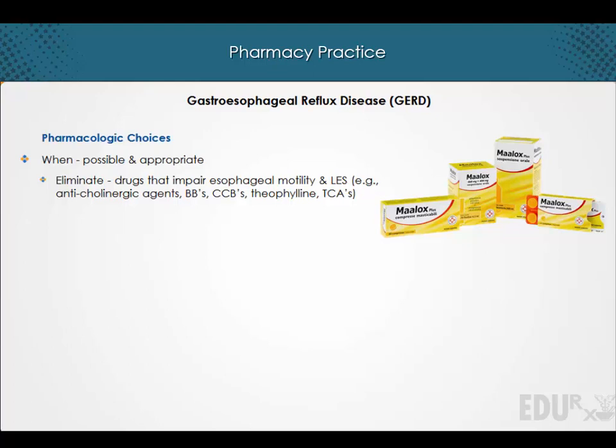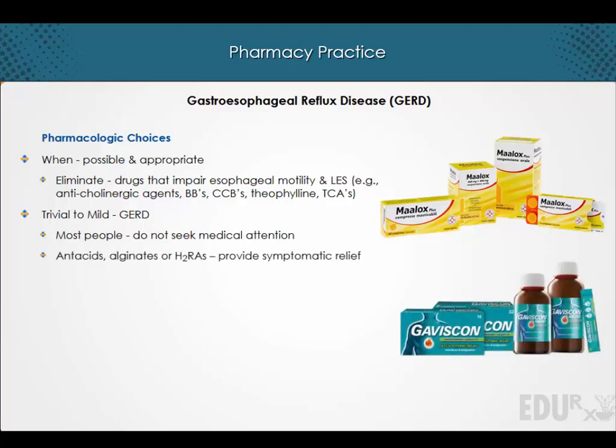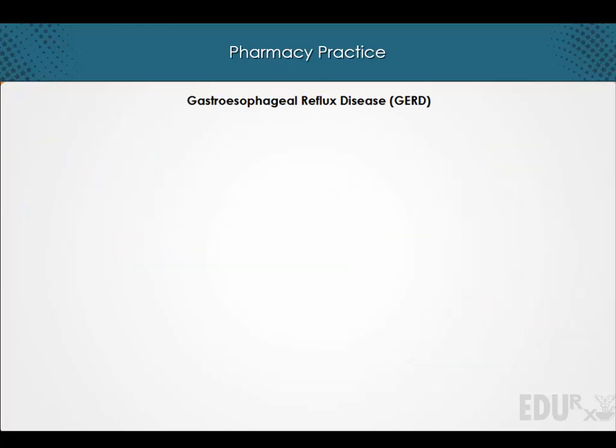With reference to trivial or mild gastroesophageal reflux disease, most people with mild symptoms do not seek medical attention and will obtain symptomatic relief with the use of antacids, alginates, or the histamine 2 receptor antagonist. Additional therapy becomes necessary if the severity of gastroesophageal reflux disease increases.